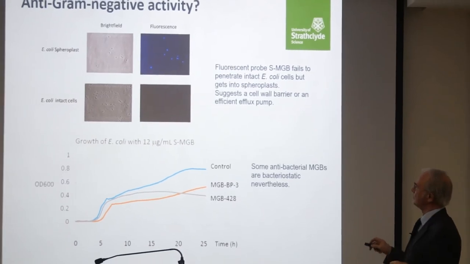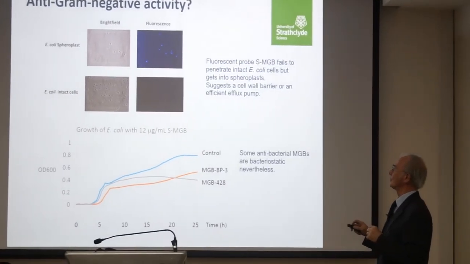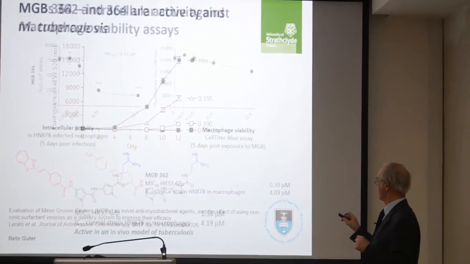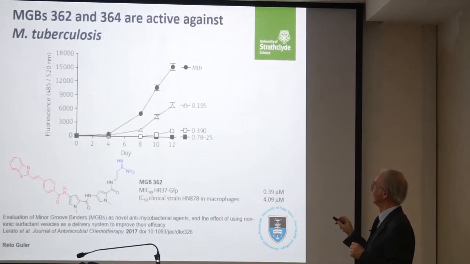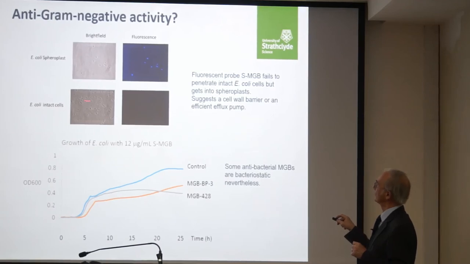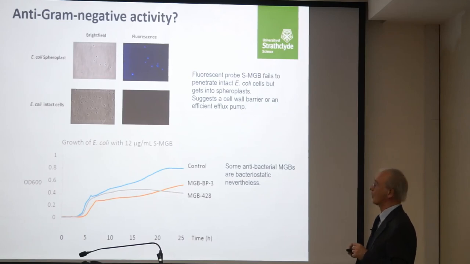And that can be demonstrated, again taking advantage of the fluorescence, by comparing what happens with one of our compounds using E. coli, using intact cells and using cells in which the outer surface has been taken off using lysozyme. We can see very clearly that the fluorescence is taken up by the spheroplast without the cell wall, but not by the intact cells. So access to cells is very important.